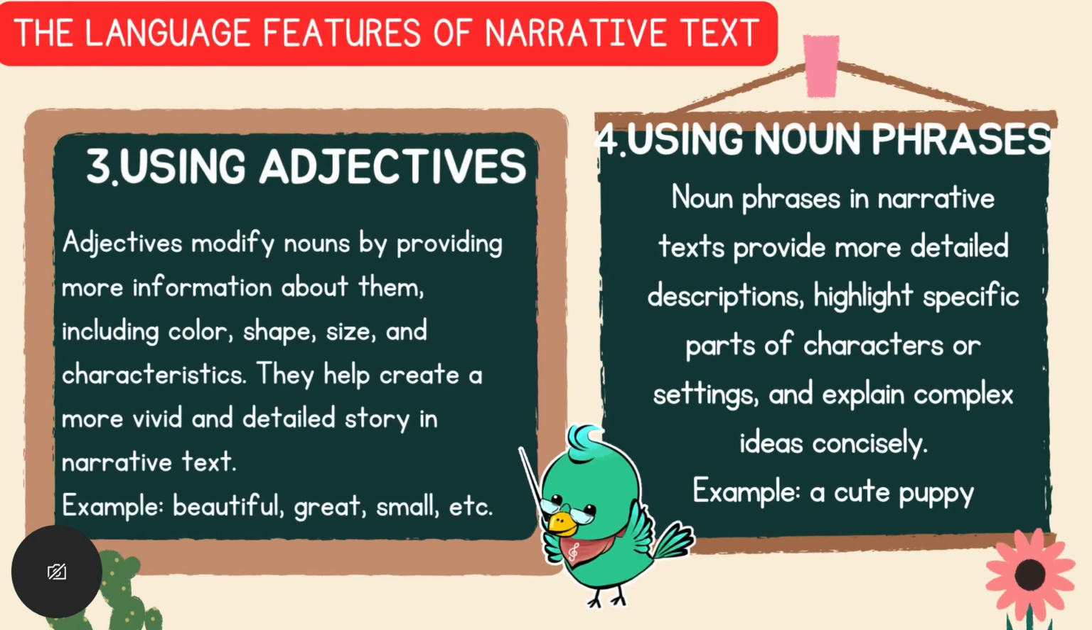The language features of narrative text. Number 3. Using adjectives. Adjectives modify nouns by providing more information about them, including color, shape, size, and characteristic. They help create a more vivid and detailed story in narrative text. For example, beautiful, great, small, etc.